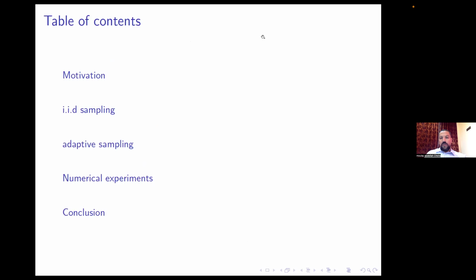So the structure of my talk is the following. First, I start with the classical motivation, let's say, and then I'll detail i.i.d. sampling for weighted least square, and then what I call adaptive sampling, which is the idea we have in our paper, and then I'll finish with some numerical experiments and perspectives.